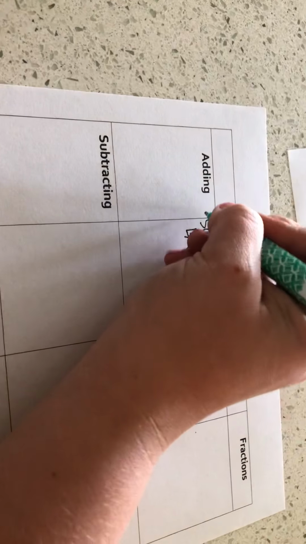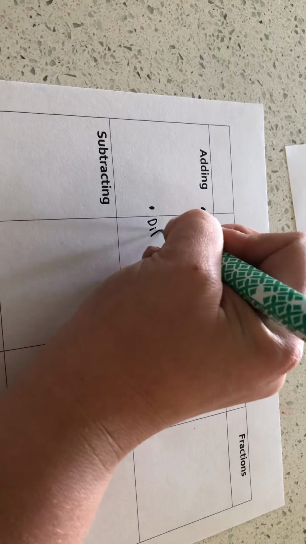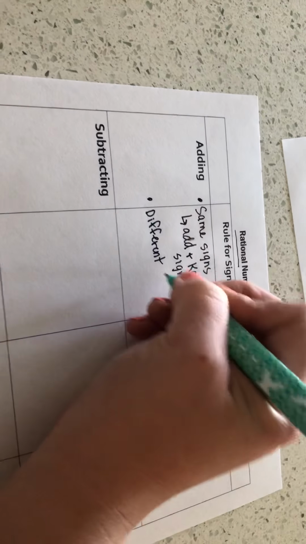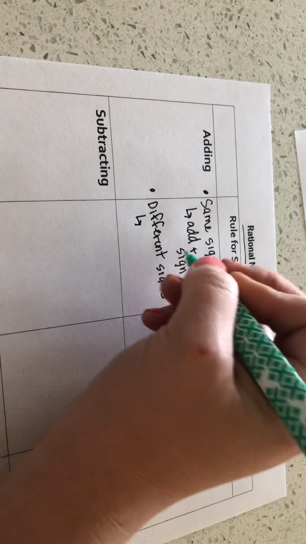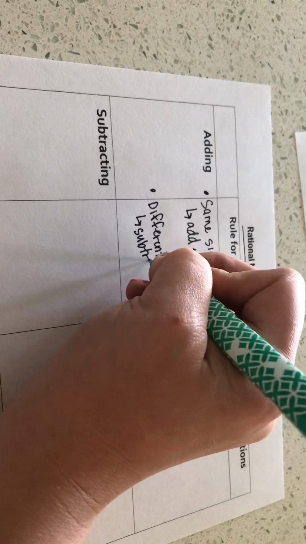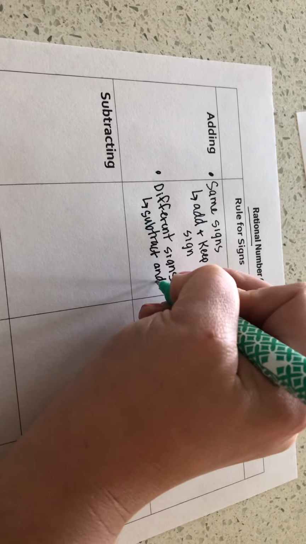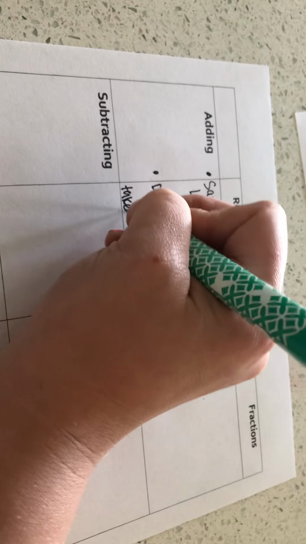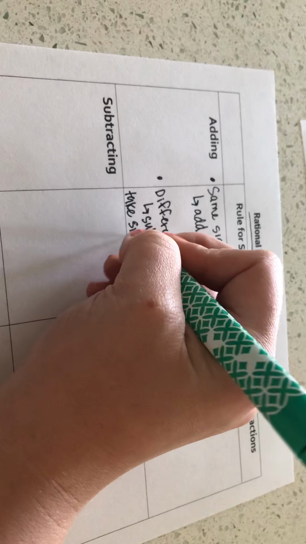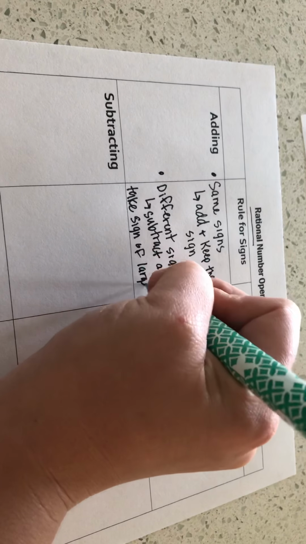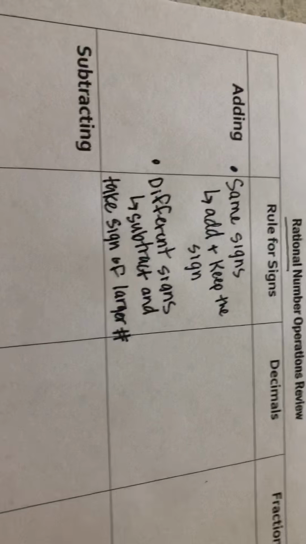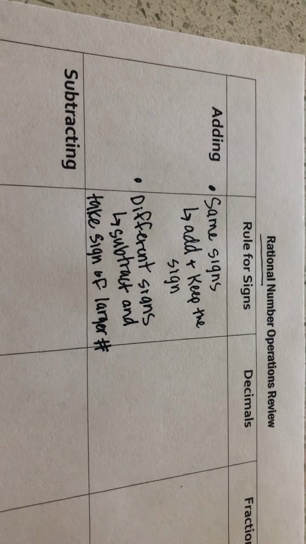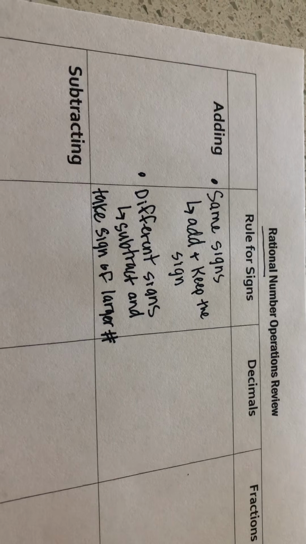Now another option, if it's not the same signs, they could be different signs. And if we have that, then we don't add and keep the sign. We actually do the opposite, where we subtract the two numbers and take the sign. We say subtract and take a lot in class, but what we actually mean is subtract and take the sign of the larger number.